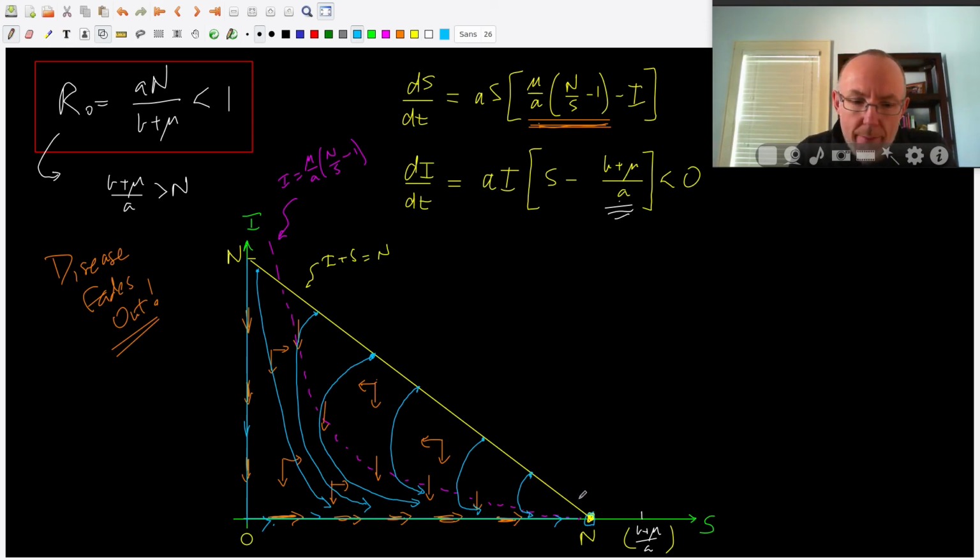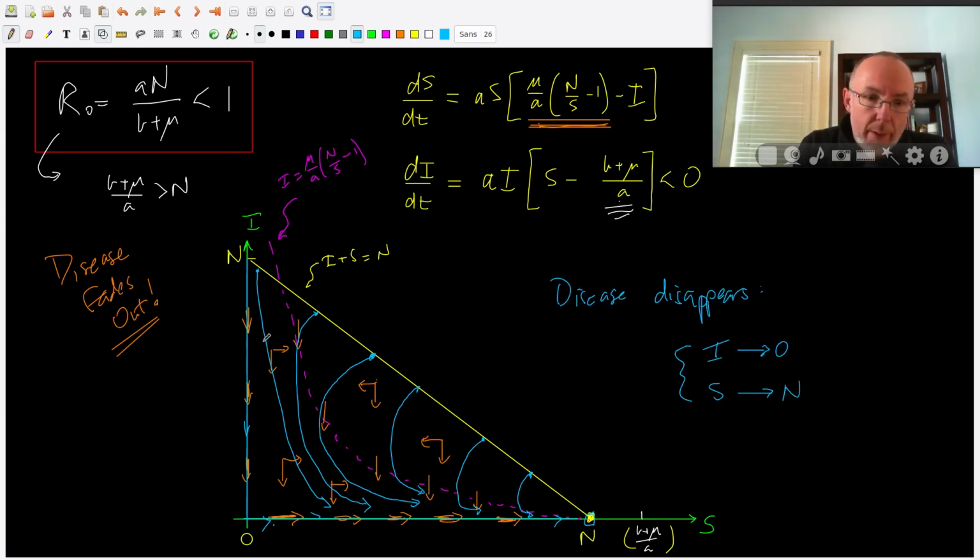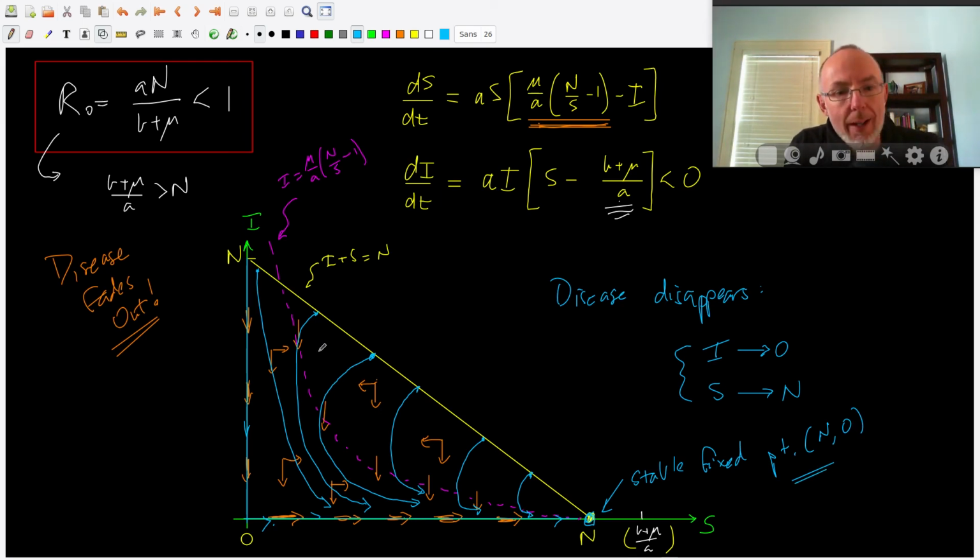How do we make sense of that? You can see that every one of these trajectories takes us down to this stable fixed point down here where I is 0 but S is the entire population, right? This is the stable fixed point n0. And the way to interpret that is, well, the disease dies out because the number of infected people goes to 0, because the basic reproductive rate is less than 1. That's our requirement for the disease to die out.